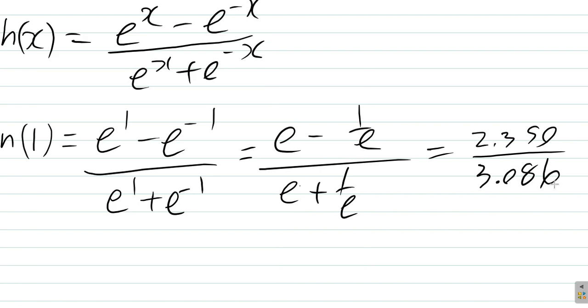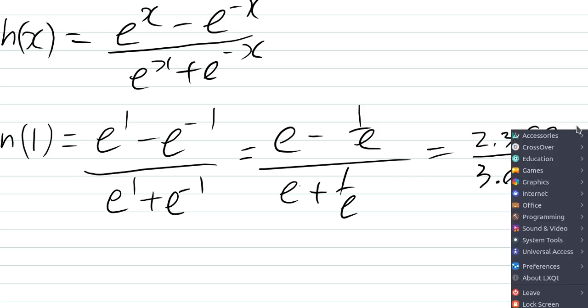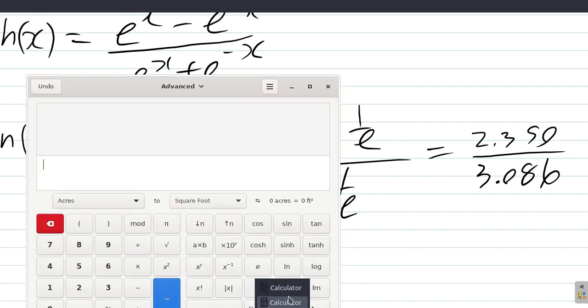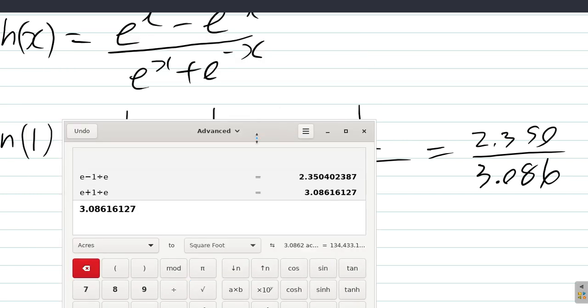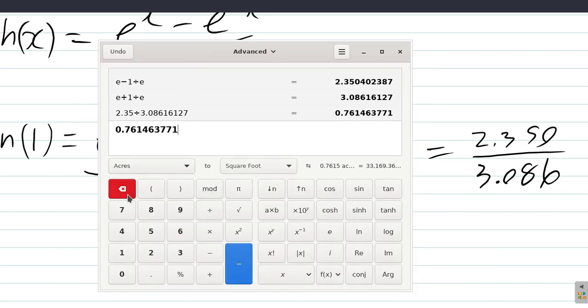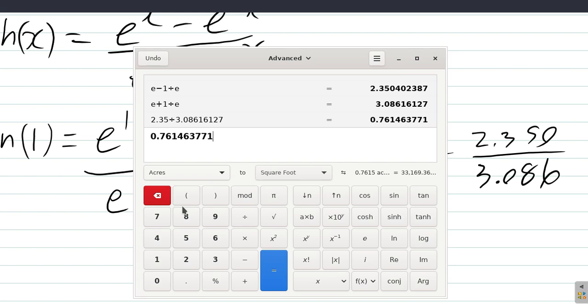Now we want to find out what is 2.350 over 3.086. Let's see what would happen in that case. 2.35 divided by 3.086 equals 0.761. Now, let us find the tan of 1 and see: 0.761. So they agree. All right.